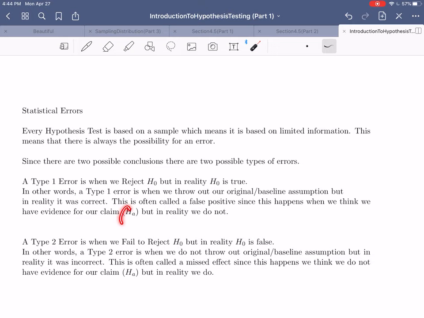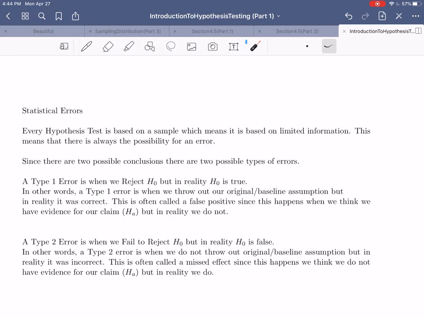You can imagine that false positive, how that works in medicine. A lot of times if you're tested for like a disease or something like that, the original or baseline assumption is that you don't have that disease because usually most of these diseases are pretty rare. So the original baseline assumption, the null hypothesis, is that you don't have whatever that disease is.